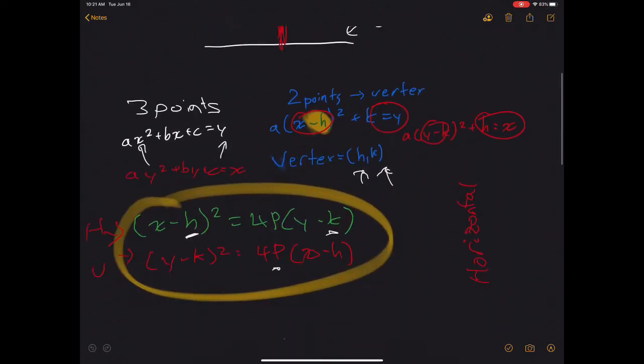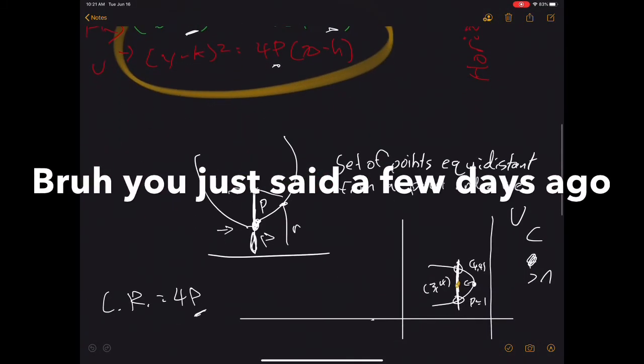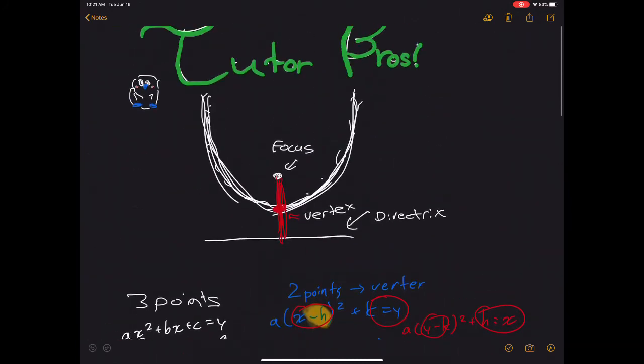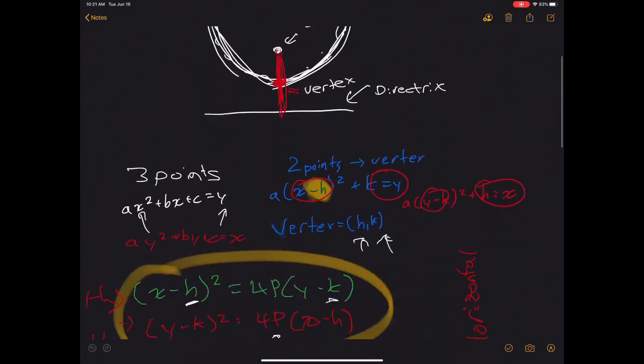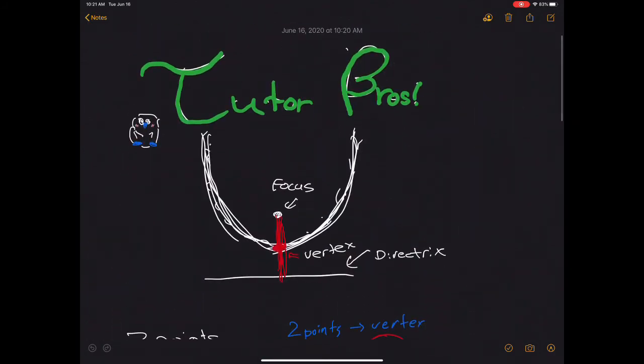And this is sort of what we did a few days ago. I don't remember when. But yeah, it was for parabolas. And so today, we're going to be continuing the Conics series. And instead of doing parabolas, we're going to be doing ellipses.